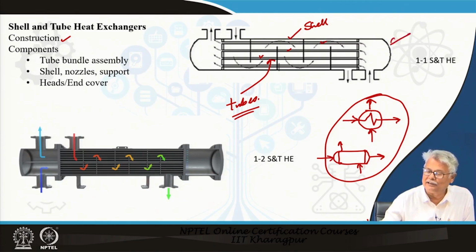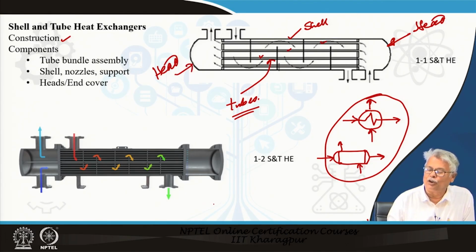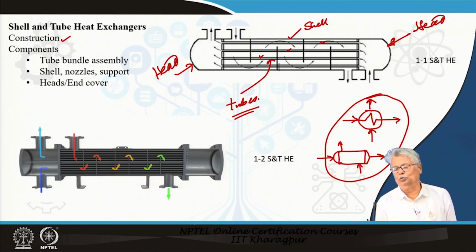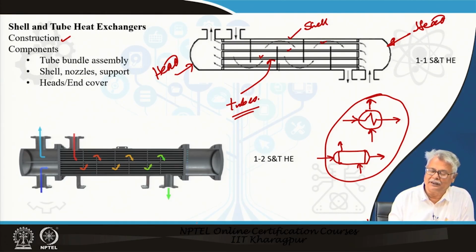You have a head or a closure. You have a head here and there is a head at the other end also. So, you will be expected to have two heads, one at each end. Conventionally, where you have your tube side fluid entry, that is your stationary head, or just the head, through which the fluid to the tube enters. You also have the shell nozzles. Here is a shell nozzle for the inlet, here is a shell nozzle for the outlet.